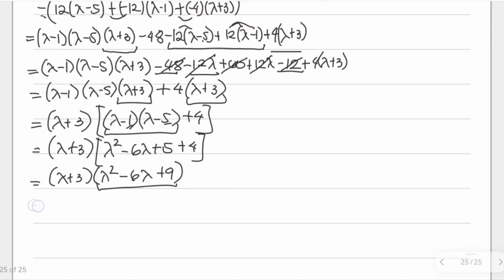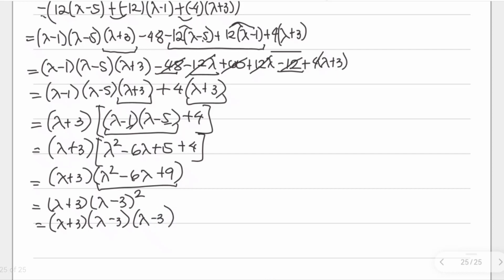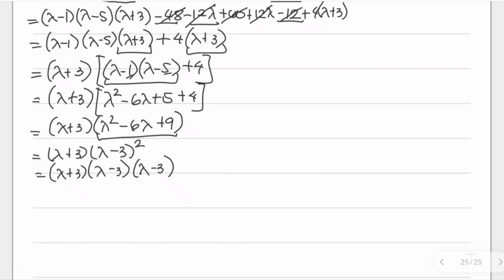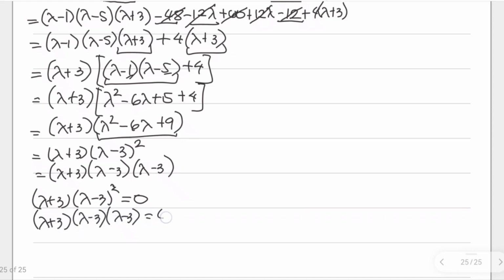You can factor it. You can just simply say that's lambda minus 3 squared, or if you would like to, lambda plus 3 times lambda minus 3 times lambda minus 3. These are the characteristic polynomials. Once we equate them to 0, you have lambda plus 3, lambda minus 3 squared, equal to 0, or lambda plus 3, lambda minus 3, lambda minus 3 equal to 0. These are both the characteristic equation of the first matrix.